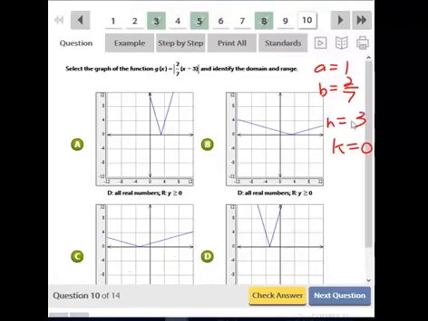We're looking for a vertex at (3, 0). So there's only 2 possible ones here that look like they could have a vertex at (3, 0), and that's A and B. But only one of them looks short and fat, and that's going to be B. The domain is again all real numbers, and since the entire function is contained at the x-axis and above, that's why the range is y greater than or equal to 0. Everything is above the 0 on the y.